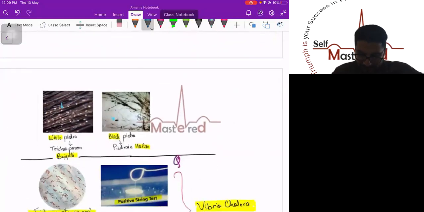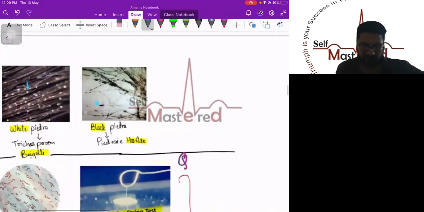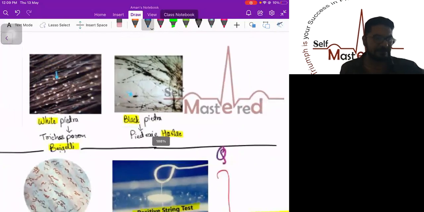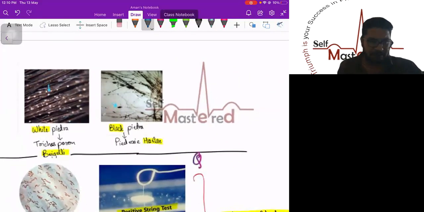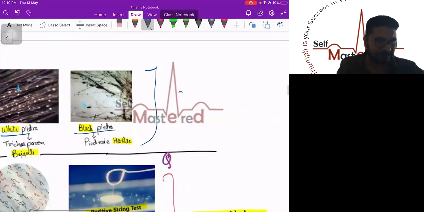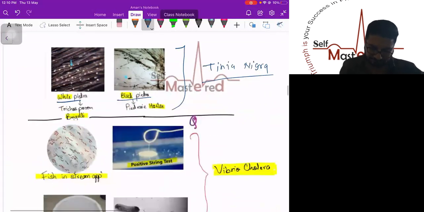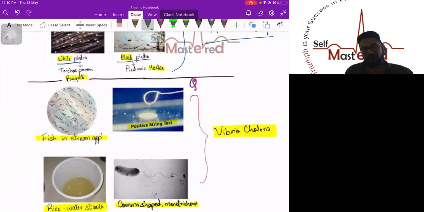Okay, so then we have piedra. We call this black piedra, that is caused by Piedraia hortae, or we have white piedra that is caused by Trichosporon beigelii. So understand this, generally these are nodules that form in the hairs. So this is black piedra and white piedra.